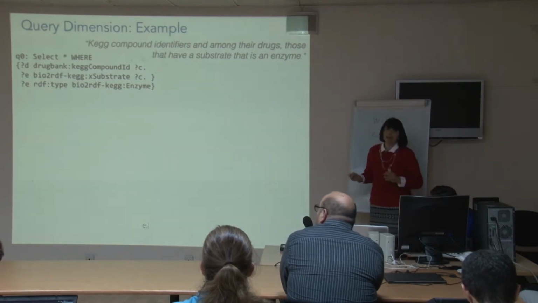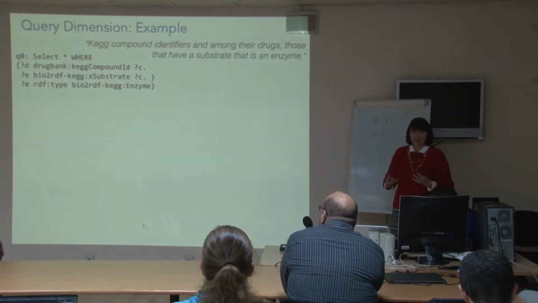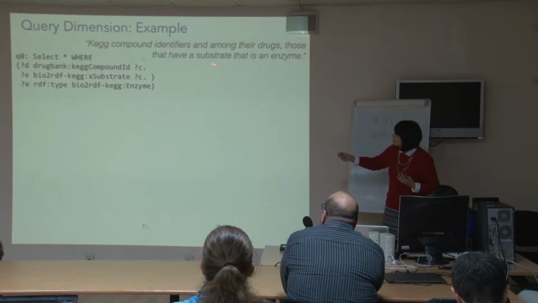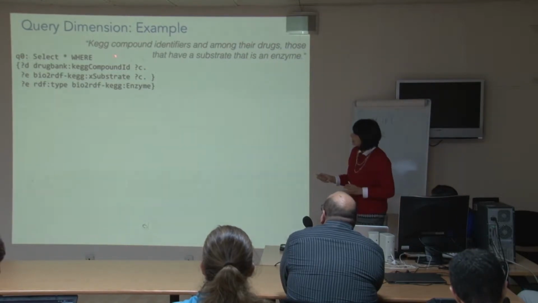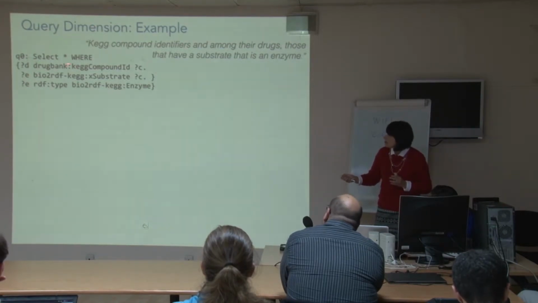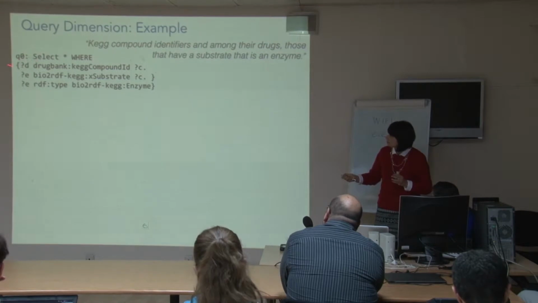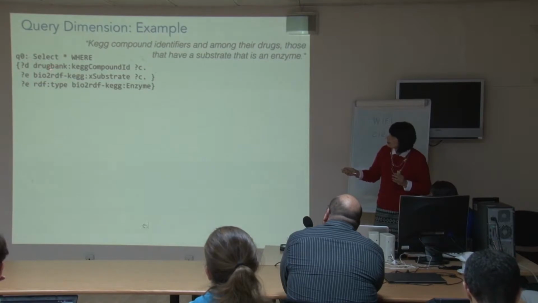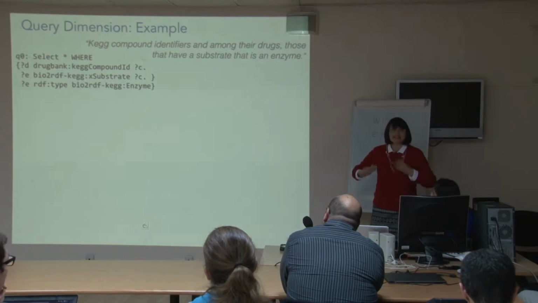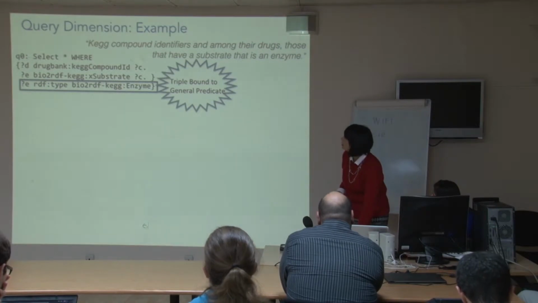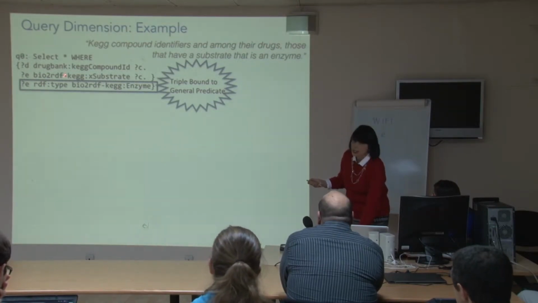So suppose I want to get the information about the KEGG compound identifier of a particular type of drugs. These are the drugs that I'm thinking about. So in SPARQL, this is the type of query I will write. So I say, okay, I want the information about the KEGG compound ID, but I want to say that the information that I'm related to that particular drug is of one particular type. And the RDF type is a general predicate. So in this query, I only have one triple pattern that is bound to a general predicate.